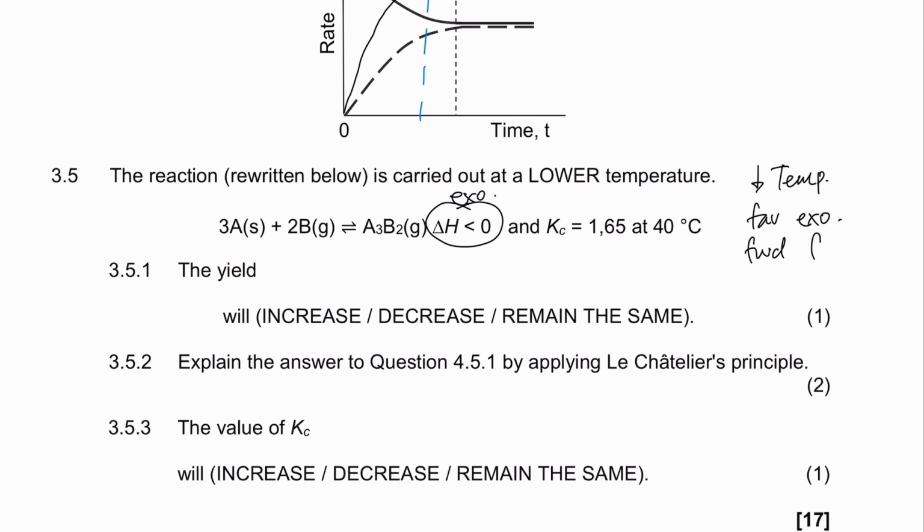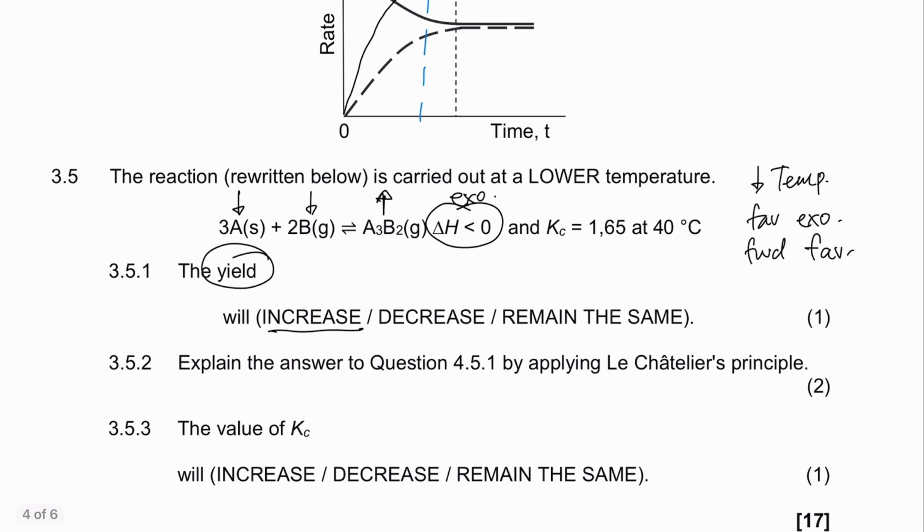Forward is favored, right? And if the forward reaction is favored, it means that that's going to increase, that's going to decrease, and that's going to decrease. So what happens to the yield, meaning what's going to happen to the amount of products that we make? We're going to get more.